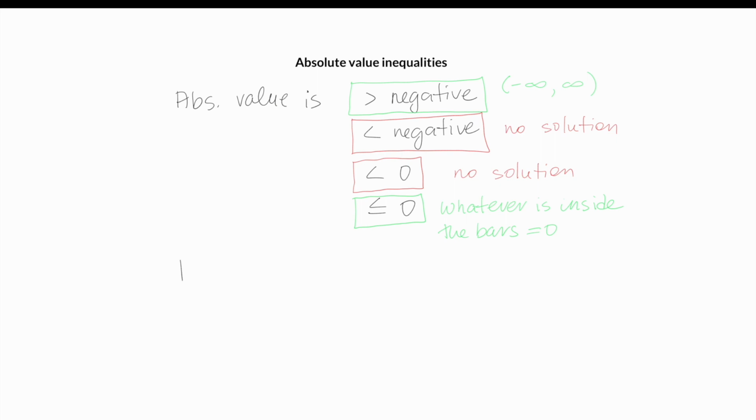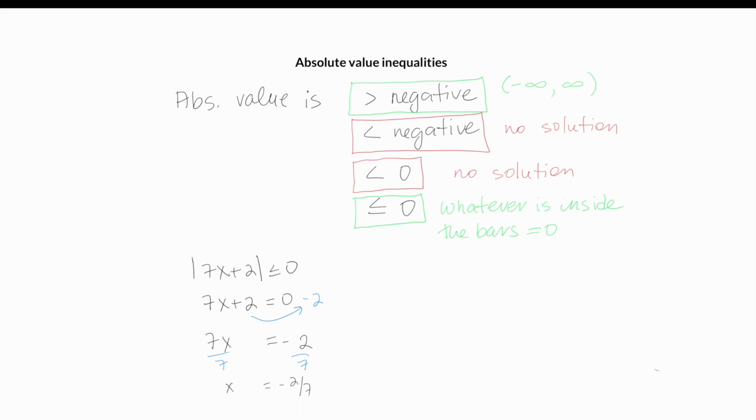So let's say I have the absolute value of 7x plus 2 that is less than or equal to 0. Less than or equal to 0 is this fourth option. And to solve this inequality, I will have to take whatever is inside the bars and make it equal to 0. So I'll do just that. I have 7x plus 2, make it equal to 0. To solve for x, I will first subtract the 2. So 7x is equal to negative 2. And then I divide both sides by 7. So my x is negative 2 over 7, and that's it.